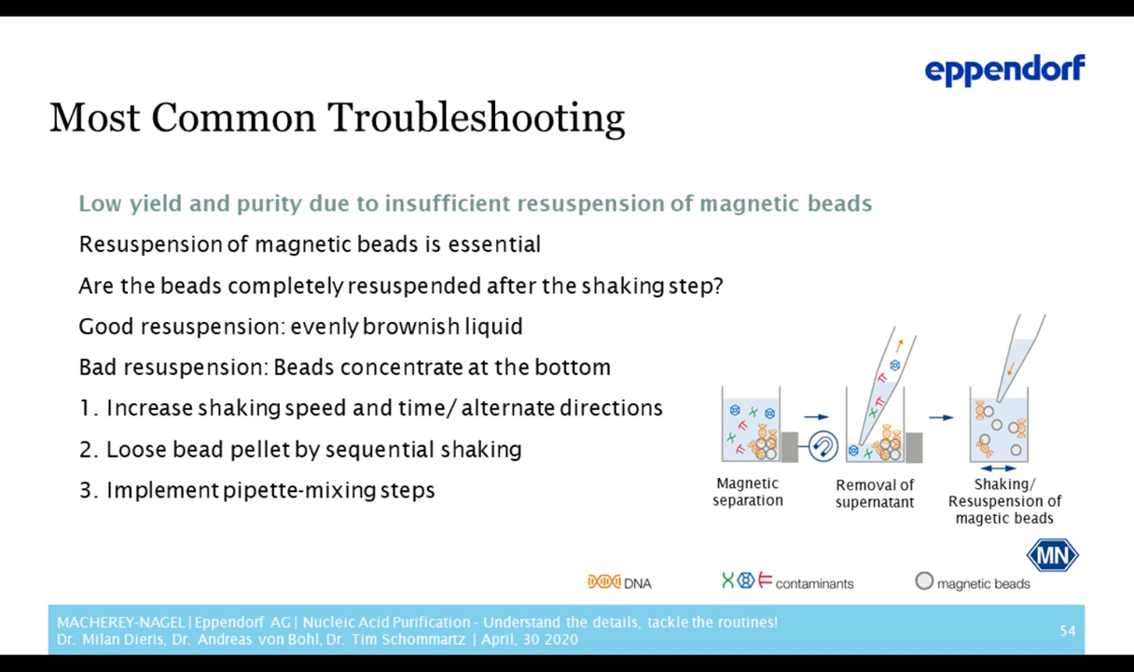The other thing we always recommend concerns the order of steps. As you can see in the picture, you have the magnetic separation, in the middle the removal of the supernatant, then you add the washing buffer and put it on the shaker. You can alter the order of these steps. Basically, you aspirate the supernatant, then place the empty plate on the shaker, shake it a little bit, like 30 seconds, then move it back and add the wash buffer. Because you shake the beads without any buffer, you're already loosening up the bead pellet, and this helps with a complete resuspension. And of course, if none of these help, you can still implement a pipette mixing step.